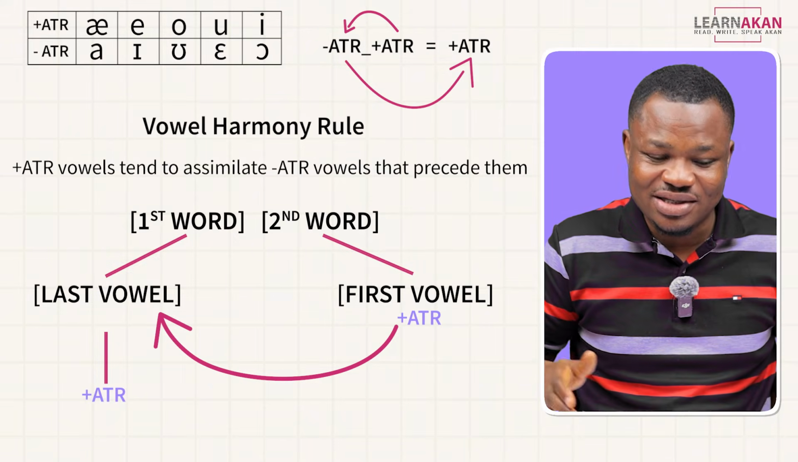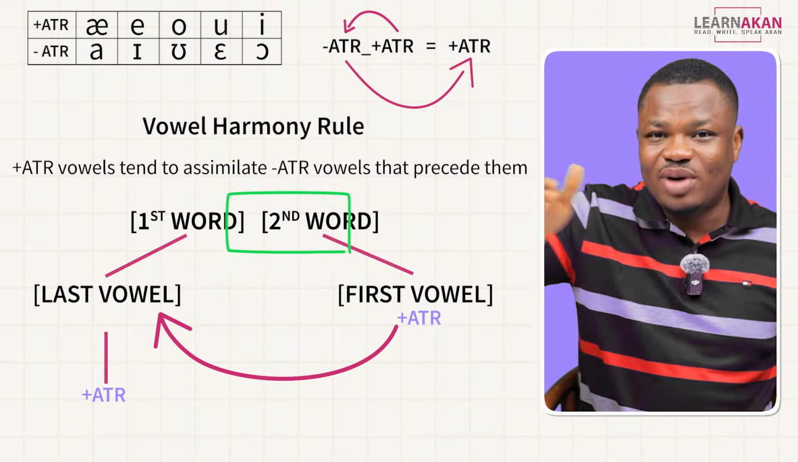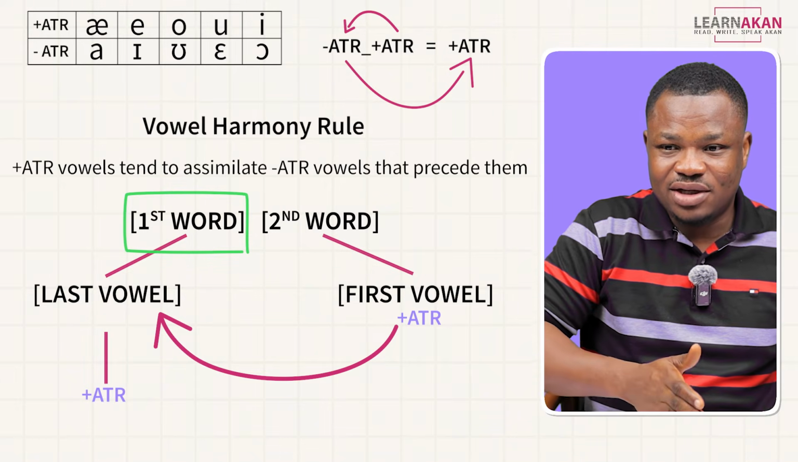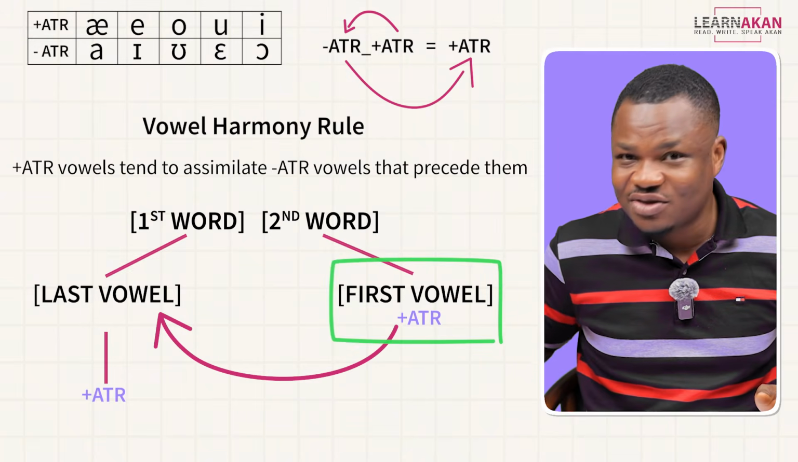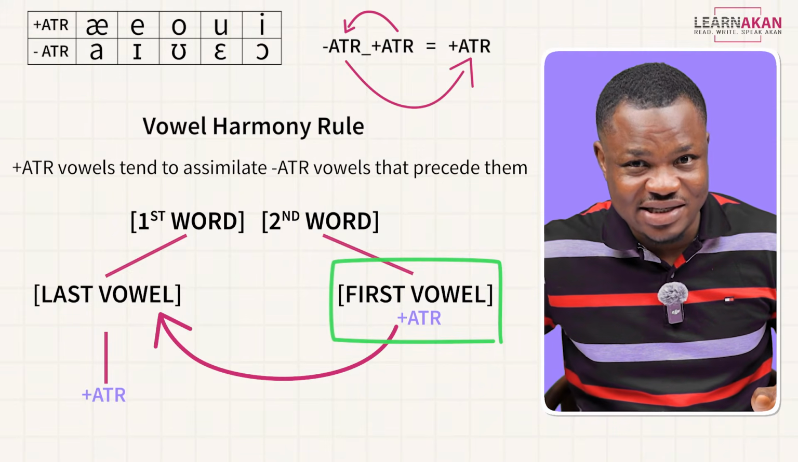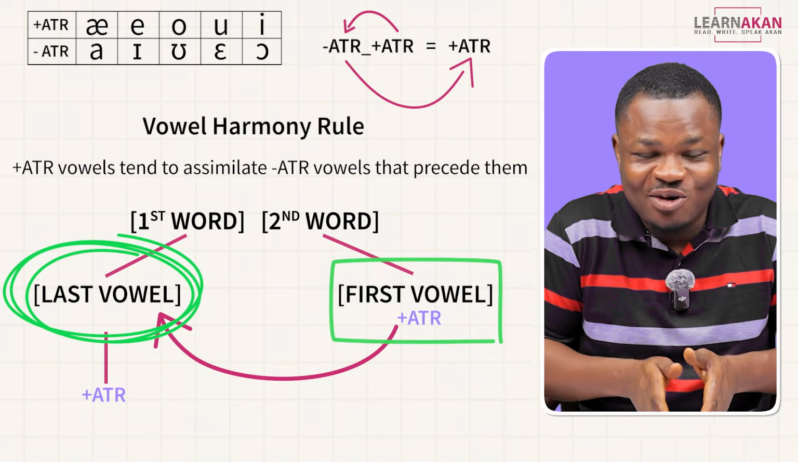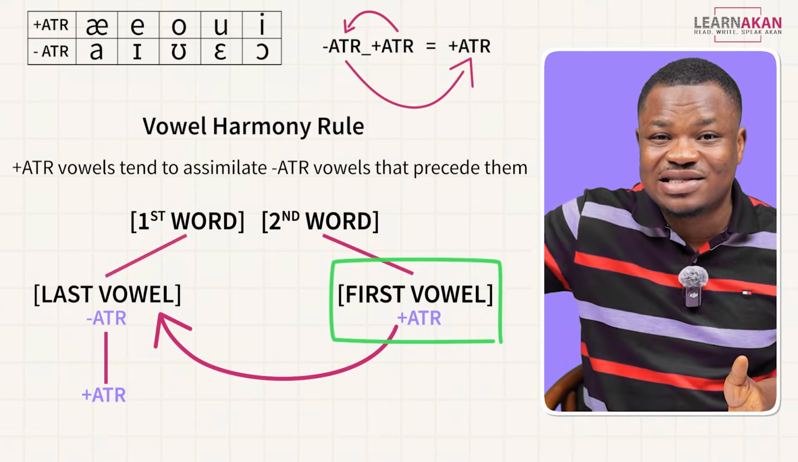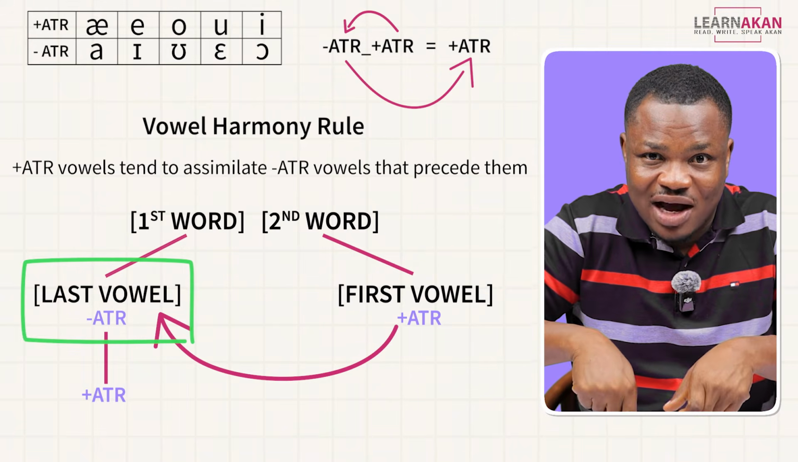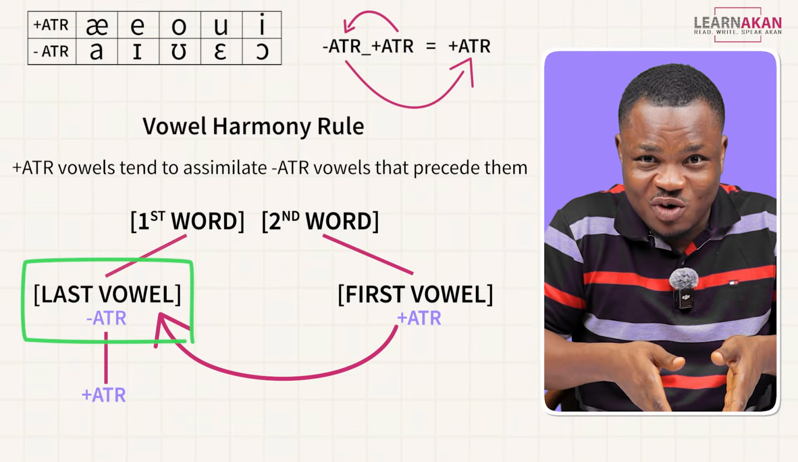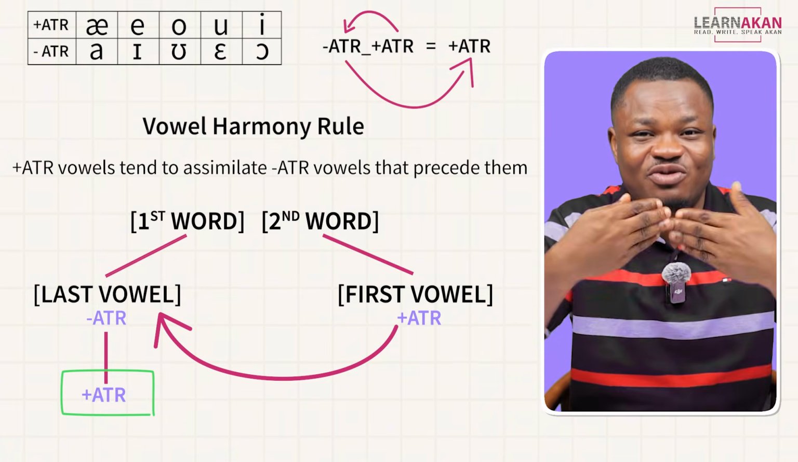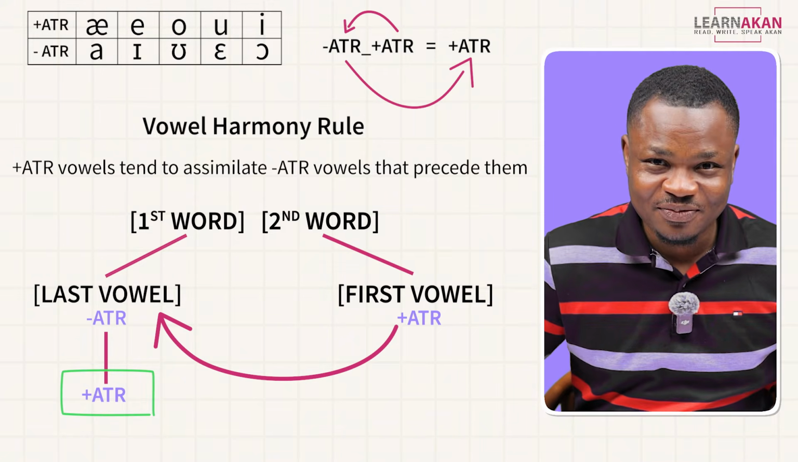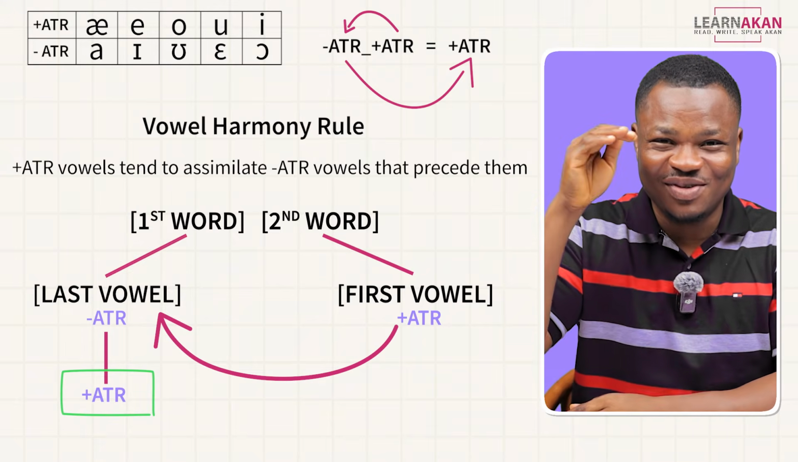So how that happens is if you have a word and it's followed by another word. So let's say you have a sentence, and then there's a word followed by another word, and you find that the first vowel of the second word is plus ATR. Even if the last vowel of the first word is minus ATR, the plus ATR sound of the second word will cause that last vowel of the first word to change into a plus ATR version to ensure that the whole construction is harmonious. Let's use some examples to demonstrate this.